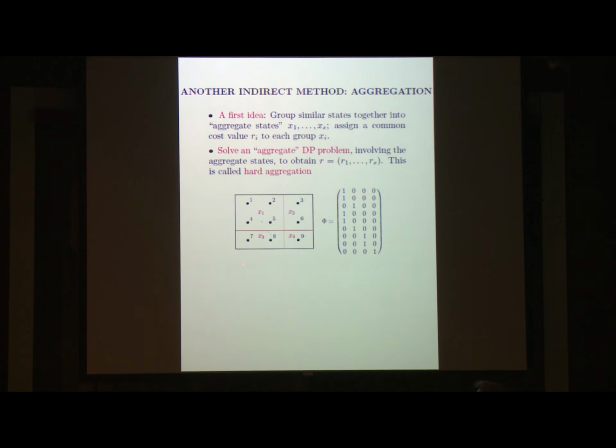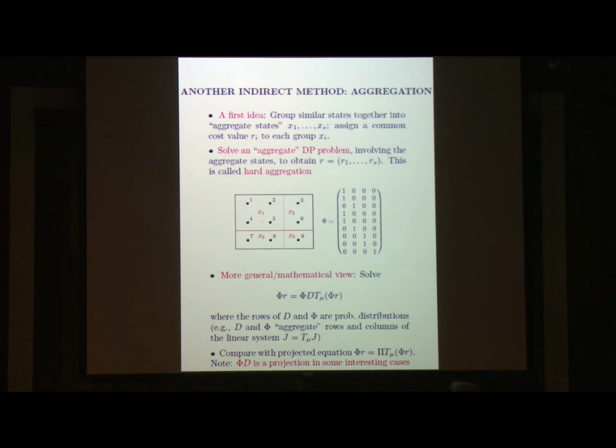Here we have 9 states, and we introduce groups. One group is this X1. It has states 1, 2, 4, and 5. X2 has only two states, and so on. And we're going to formulate a problem that operates on the X space as opposed to the I space. We can encode these membership relations within the different aggregate states in this matrix here. The row dimension is the number of states, which is 9 in this particular case. The column dimension is the number of aggregate states, which is 4. So you see a 1 every time the corresponding state belongs to the corresponding aggregate group. All of this can be encoded in this matrix phi.